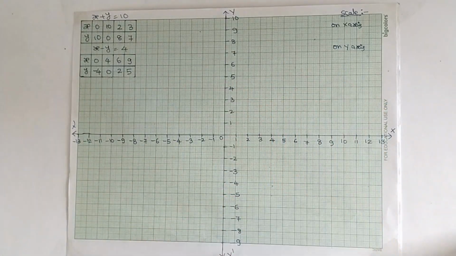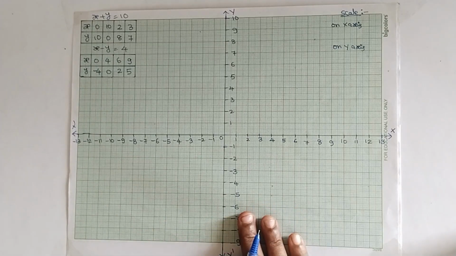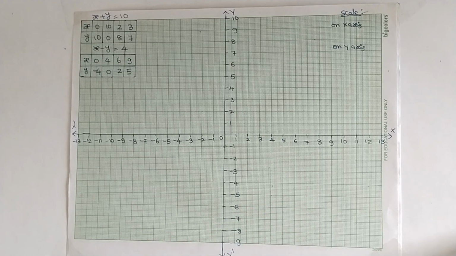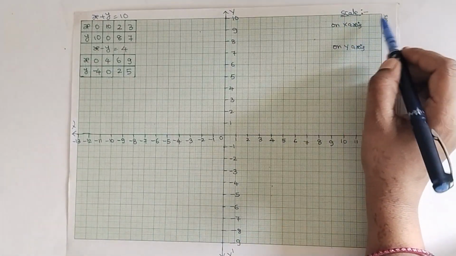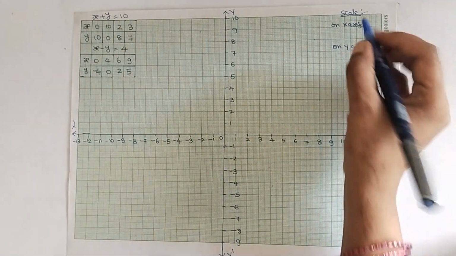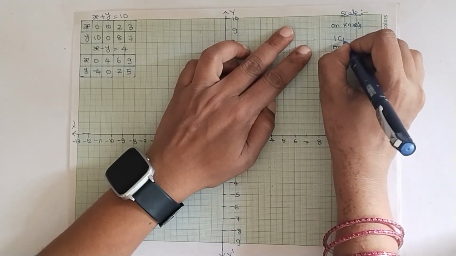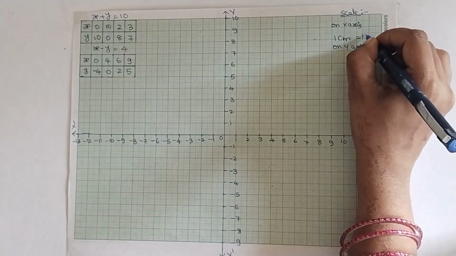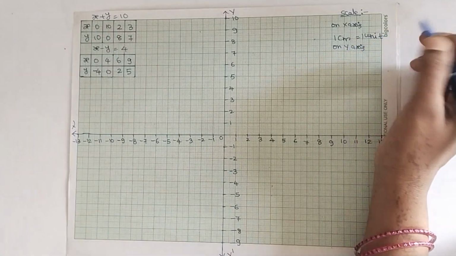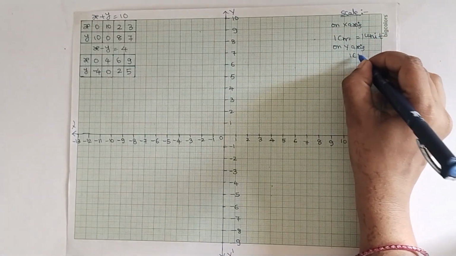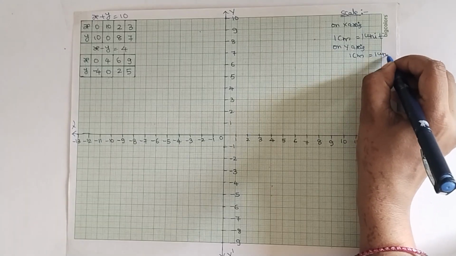So these are the 4 quadrants that you have already learned in the previous classes, and also you might have plotted points on graphs. Now let us plot the points and get the values of x and y. Here, don't forget to write the scale. On the x-axis we have taken 1 centimeter equals 1 unit, and on the y-axis also we have taken 1 centimeter equals 1 unit only.